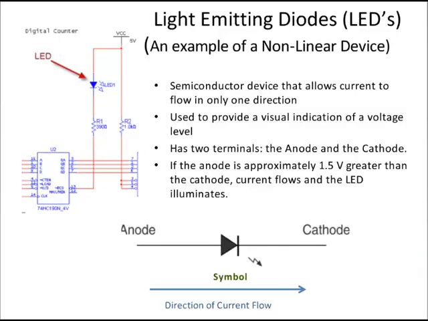A light-emitting diode is another example of a nonlinear device. We saw a light-emitting diode, or LED, in lab number 1, as depicted in the circuit on the left. When the counter reached 9, then the LED illuminated. So let's look at some characteristics of an LED. It's a semiconductor device that allows current to flow in only one direction. And if the anode is approximately 1.5 volts greater than the cathode, as depicted below, then current flows and the LED illuminates.